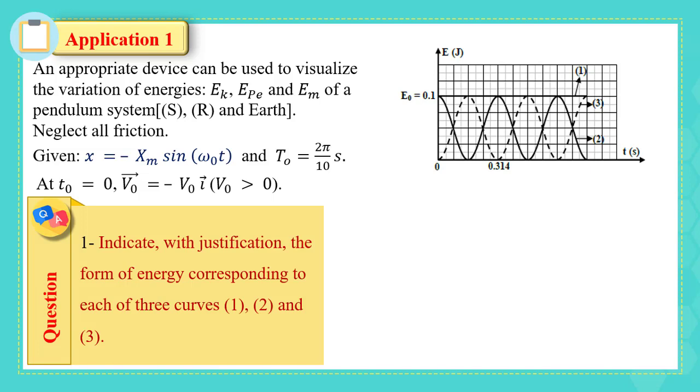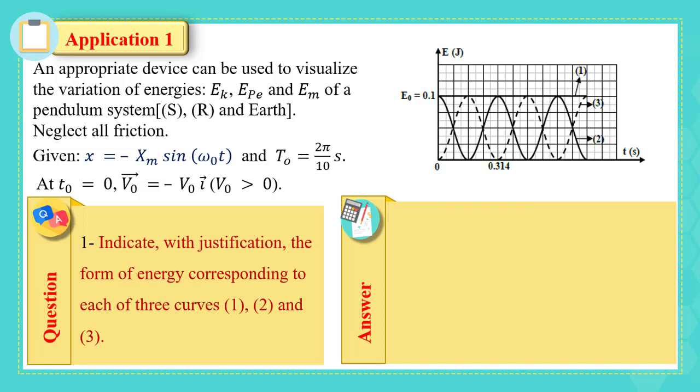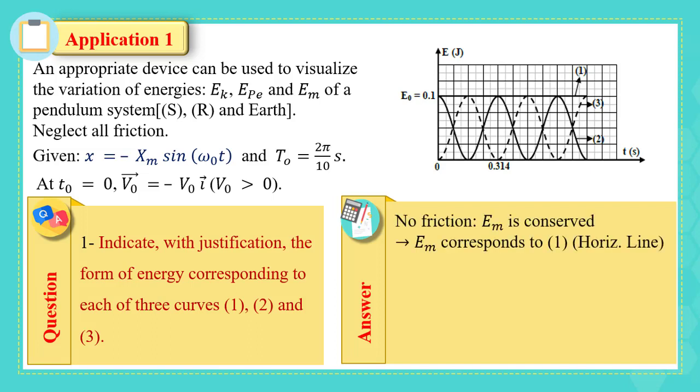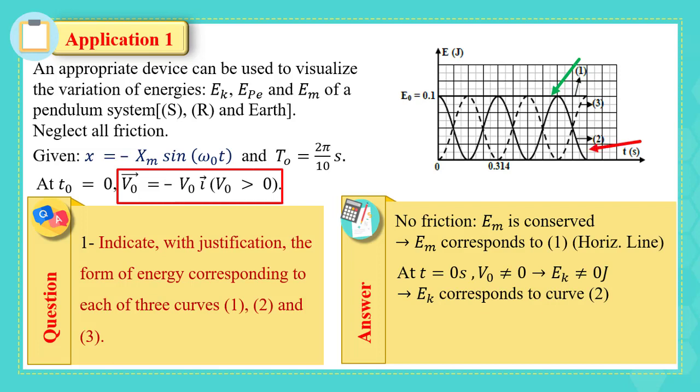Pause the video after each part and try to think of the answer. The graph here represents the variation of E as a function of time. We start with the mechanical energy, which is conserved since there is no friction. So it corresponds to number 1, the horizontal line. At t equals 0, v0 is said to be not 0. Then the kinetic energy corresponds to 2, which does not start from 0.